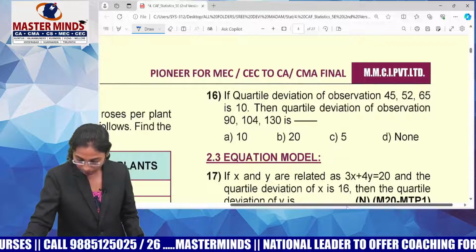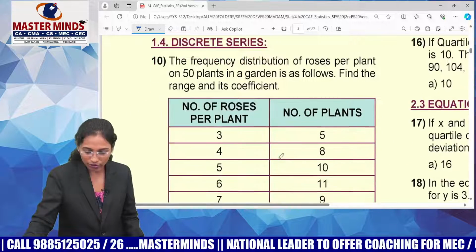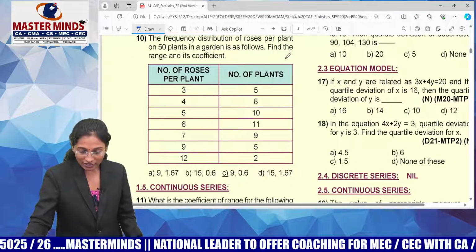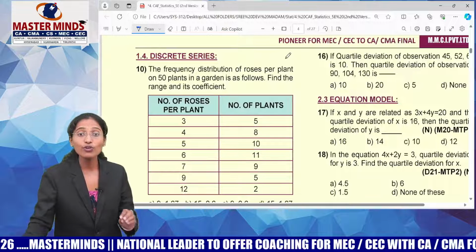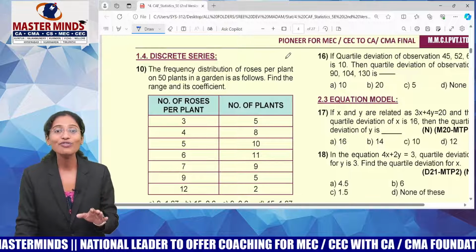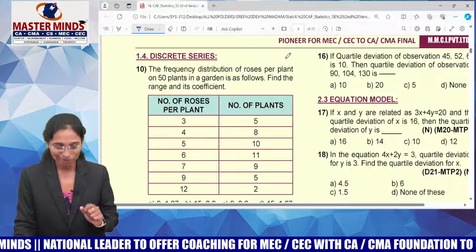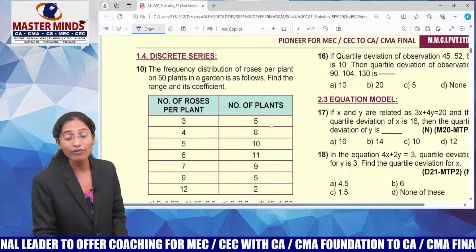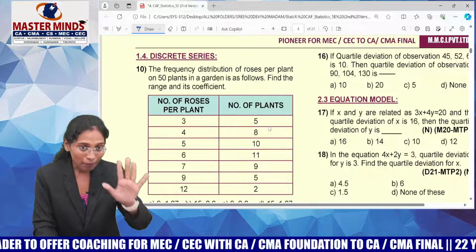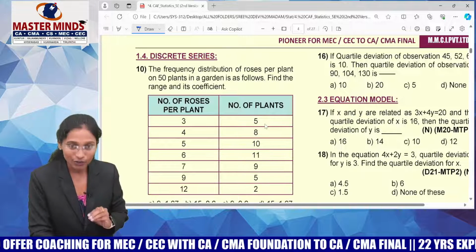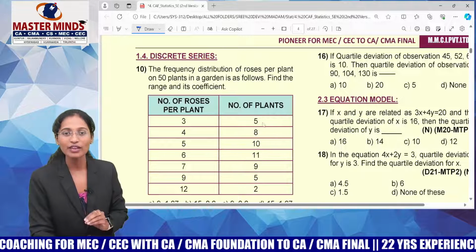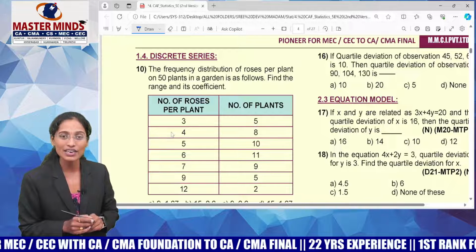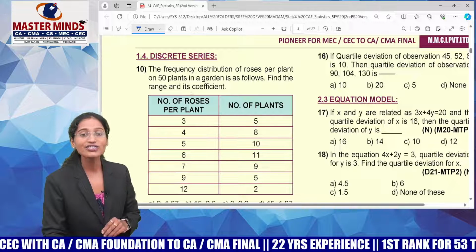MCQ number 10. So guys, this is a very easy MCQ. Let's have a look at the MCQ first. Look at the question. The frequency distribution of roses per plant on 50 plants in a garden is as follows. It means there are 3 roses per plant. How many such plants are there? 5 plants. Means 5 plants bloom 3 roses. That's what he's trying to convey. 8 plants bloom 4 roses. That's what his question is. Try to understand. So, find the range and its coefficient.